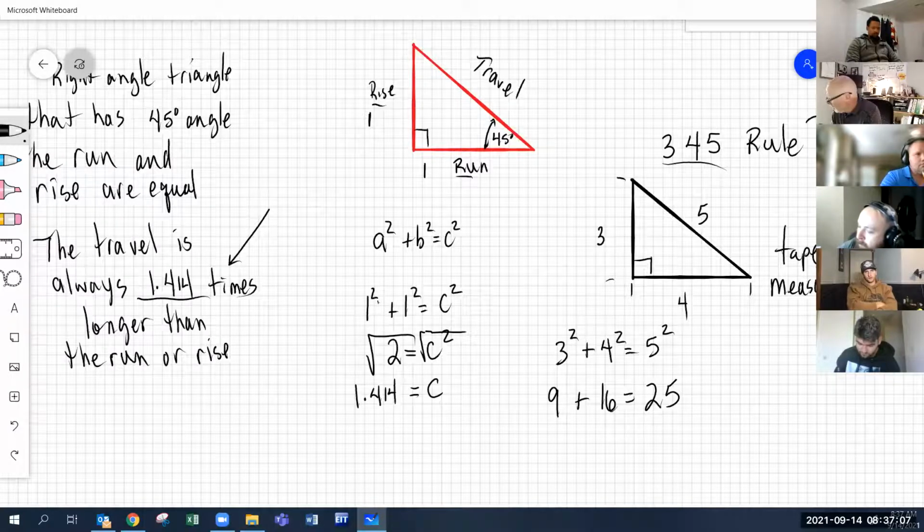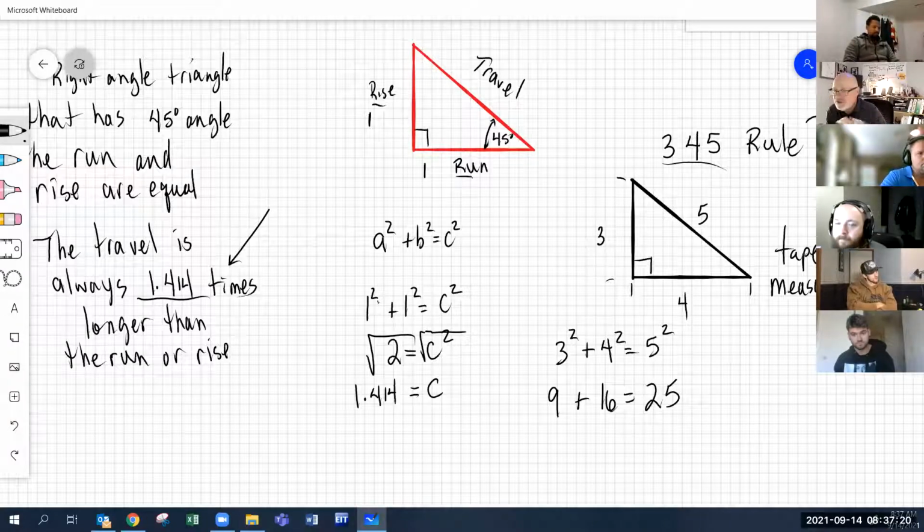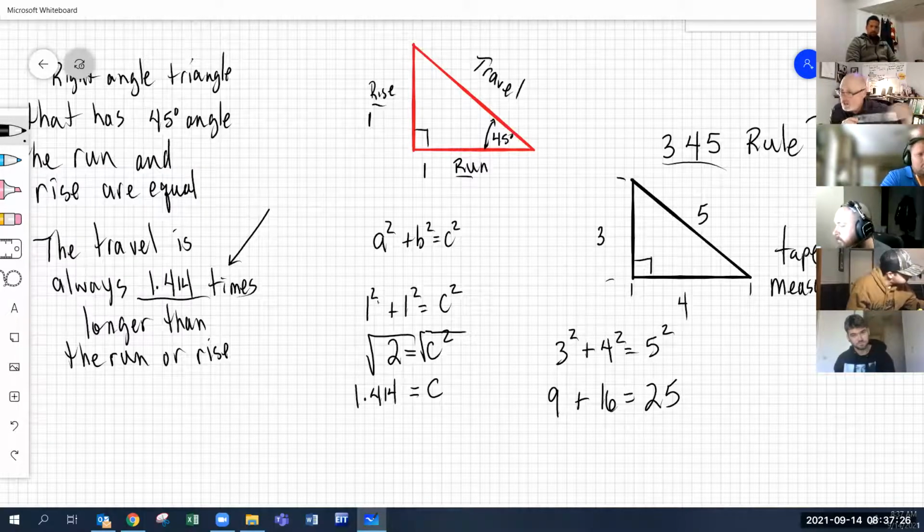Or a ruler even, and do a 3-4-5 rule on something that you want to see if it's a perfect square. And then you can figure that out to see if it's a perfect square. You can use the corner of your desk, just mark out 3 and 4 and see if it's 5 straight across. And that way you know if you're working with a perfect right angle.